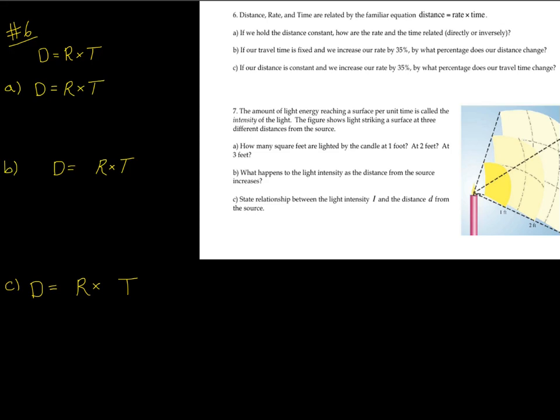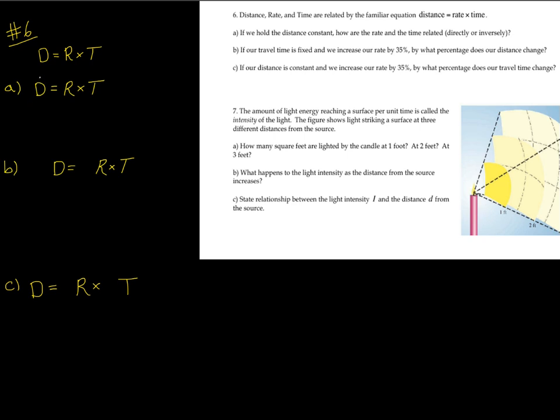All right, in question number 6 on the 11.3 worksheet, we're told that distance, rate, and time are related by the familiar equation distance equals rate times time, and I've just abbreviated that here. Part A says, if we hold the distance constant, how are the rate and the time related, directly or inversely?